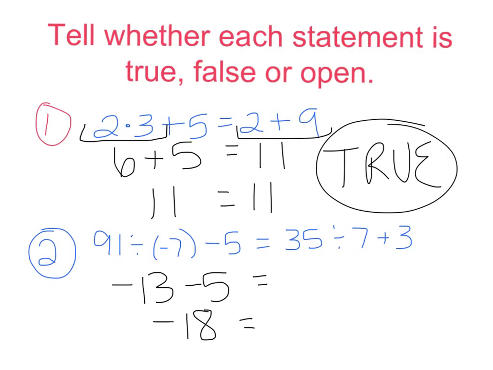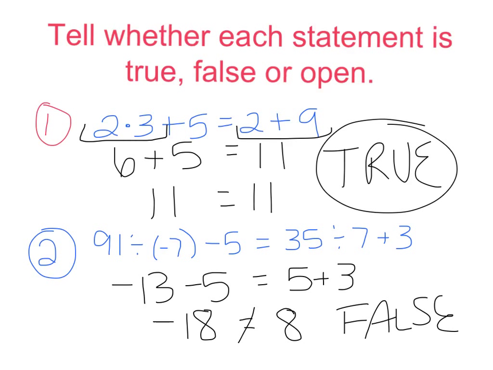Okay, if the other side of the equal sign equals negative 18, then it's true. If it doesn't equal negative 18, then it's false. So let's figure out what it equals. 35 divided by 7 goes first, so 35 divided by 7 is 5, plus 3, 5 plus 3 is 8. Negative 18 obviously does not equal 8, so this is a false statement.